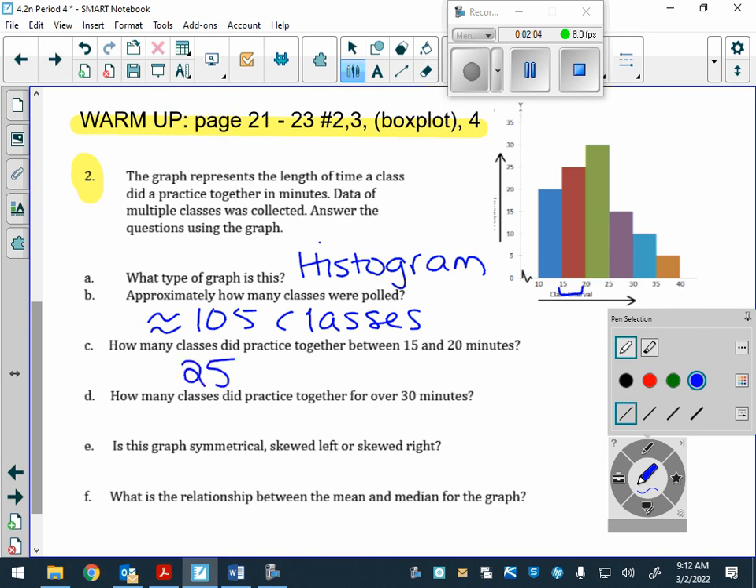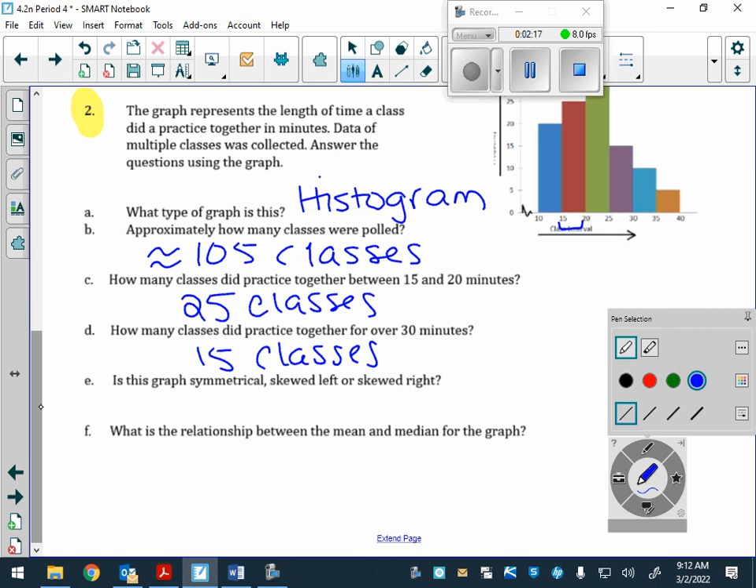Good. How many classes did practice together for over 30 minutes? Kaden? 15 classes. Good. Just include classes. Okay, is this graph symmetrical, skewed left, or skewed right? I'm giving some people some time. Jaden? Skewed right. It's slightly skewed right. Okay, ever so slightly. Now, what's the relationship between the mean and the median? Catherine? Excellent. The mean is greater than the median.